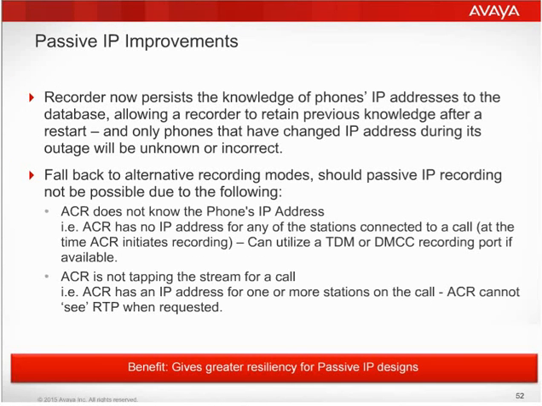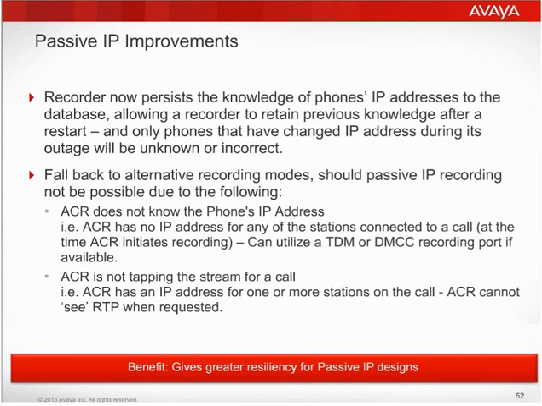For ACR implementations using passive IP recording, sometimes referred to as port mirroring or VoIP intercept, several notable improvements in recorder performance have been added. Most notably is the ability of ACR to persist target phone IP addresses after a recorder restart. The benefit here is that only IP phones which have changed their addresses during that period will be affected.